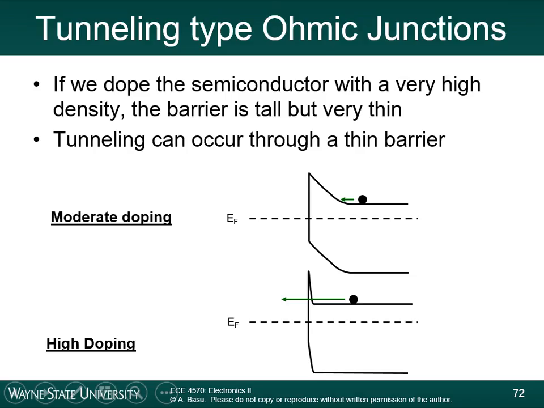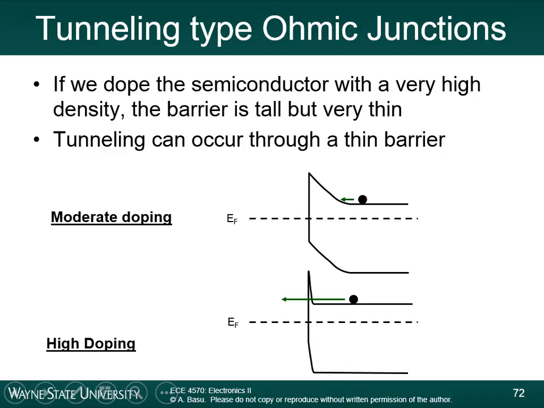The probability of an electron tunneling through that barrier is exponentially related to the width of the junction. So when you have very narrow widths, the probability that an electron will tunnel through there goes up exponentially. So just by highly doping the semiconductor region, so you get your band diagram that looks like this, we can get ohmic junctions that work on the basis of tunneling.